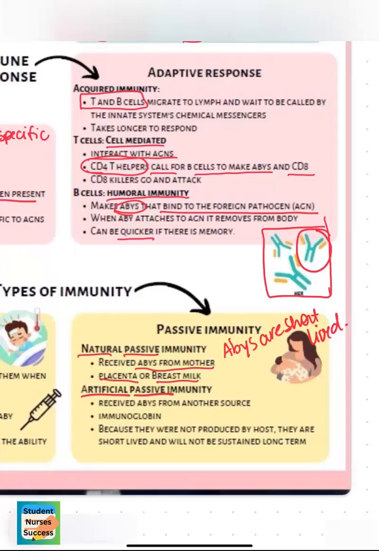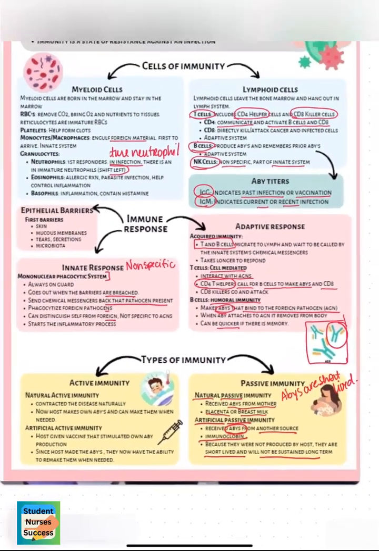Artificial passive means that you received actual antibodies from another source. Usually it's immune globulin. But because you did not produce those, the host did not make those antibodies, they are short-lived and will not be sustained long term. You do not have the map or the plans to make those antibodies again. So passive immunity is always short term, active immunity is for a longer period of time.